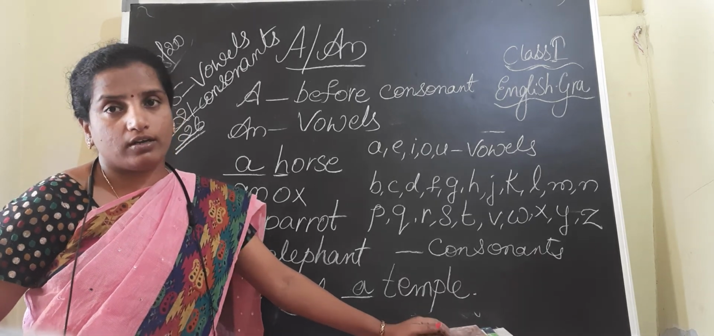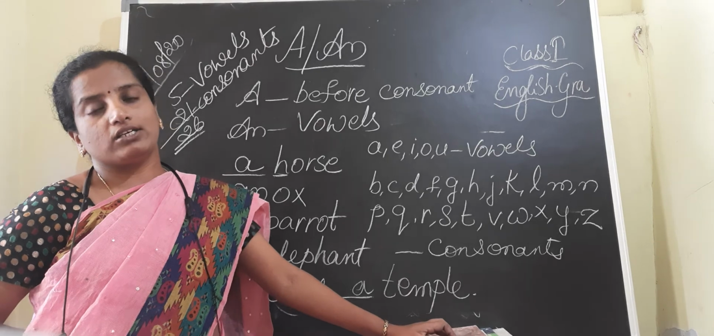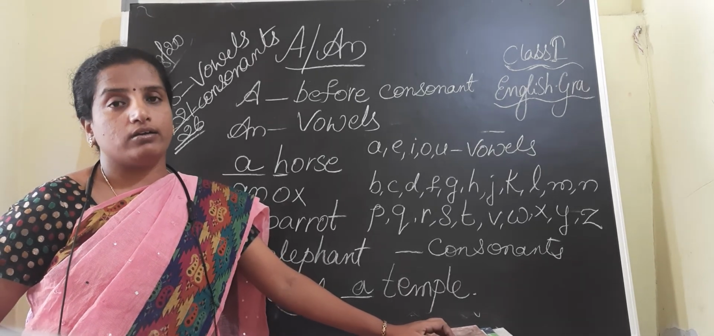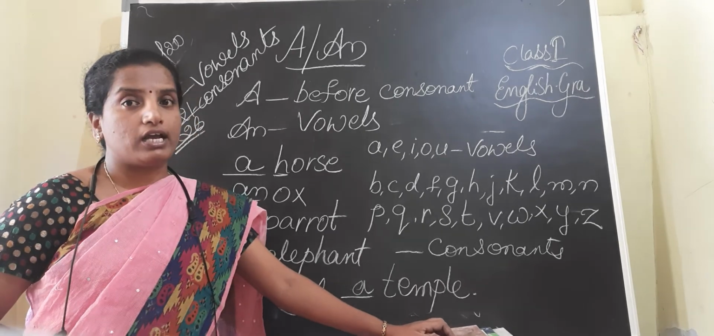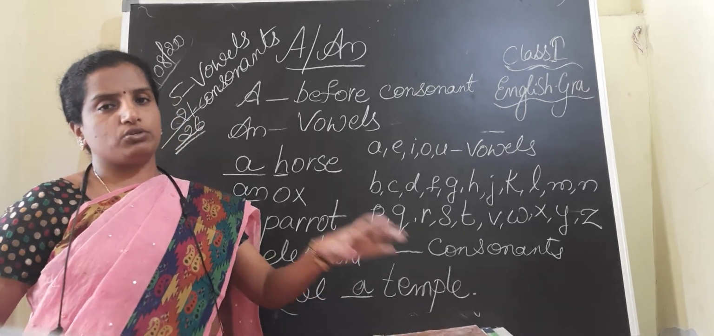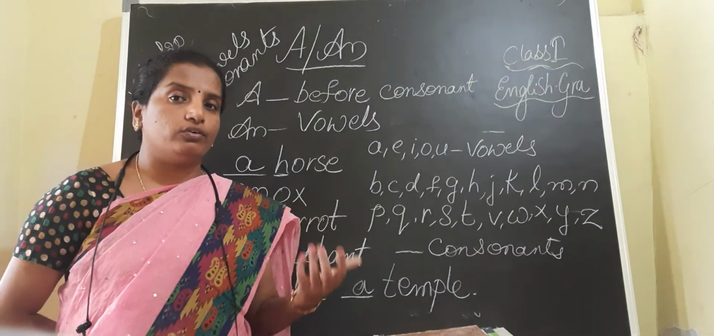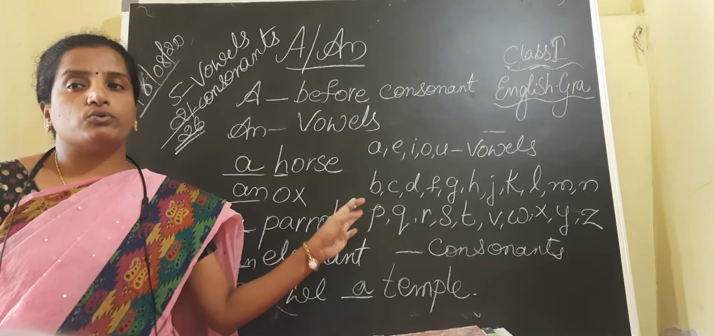According to that order, you have to arrange the given letters as well as the words in the alphabetical order. So be careful when you are writing the alphabetical order. First you should know the alphabets clearly, then you should go for the words. Thereafter you can use A or An.